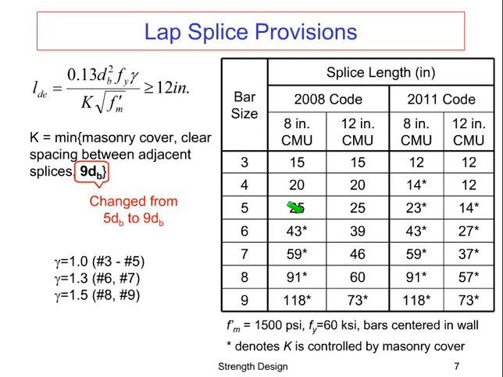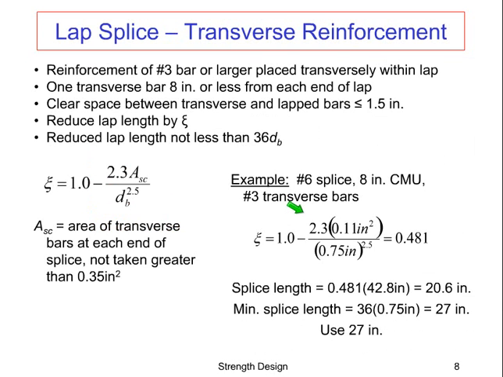The second change that was made in lap splice requirements was the inclusion of transverse reinforcement or confining steel here. So if number 3 bar or larger is placed transversely within the lap, you have to have a bar within 8 inches of each end of the lap. The transverse bar has to be within 1.5 inches of the lapped bar. You're actually allowed to then reduce the lap length by this factor here. So A sub SC is our area of the transverse bars, with a limit on that of 0.35 square inches.